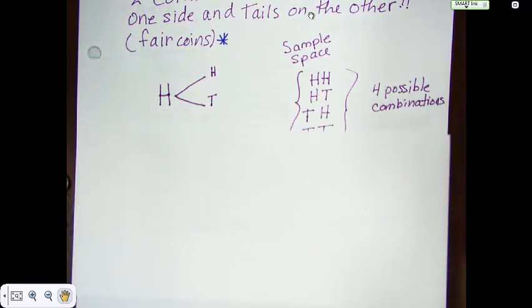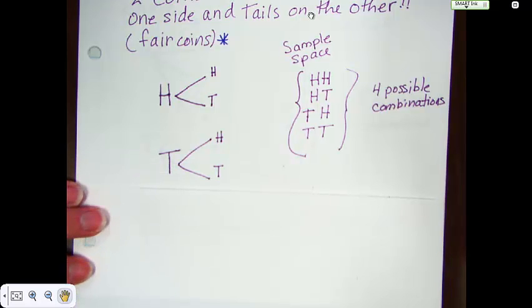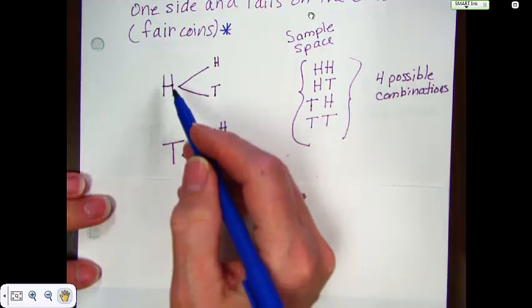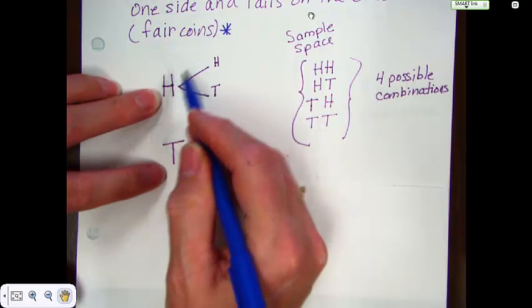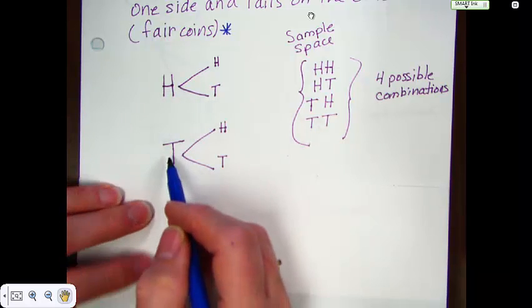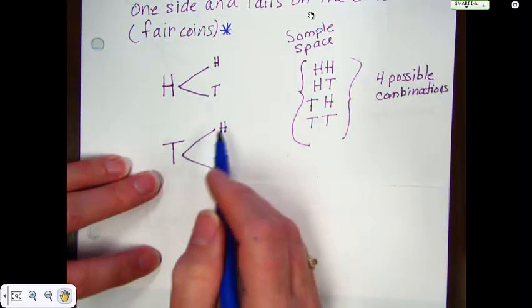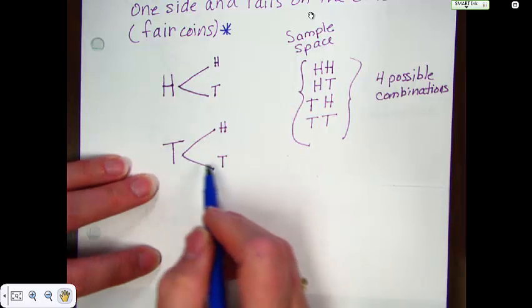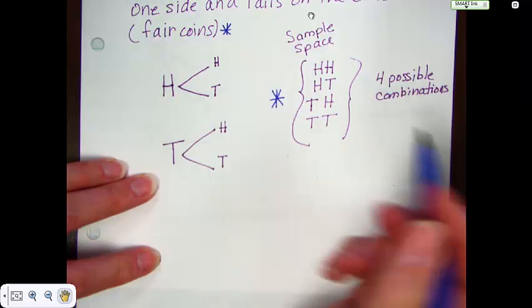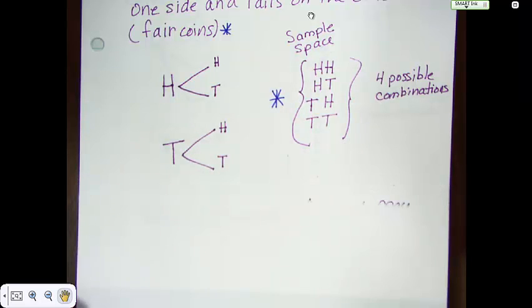Okay, so sample space is just a list of all the possible combinations. So you start with heads, and if you flip heads, one coin heads, the other one could be heads, or it could be tails. If you flip and the first coin lands on tails, the other one could be heads, or the other one could be tails. Right here is your sample space. Okay, this is how you write out the combinations.